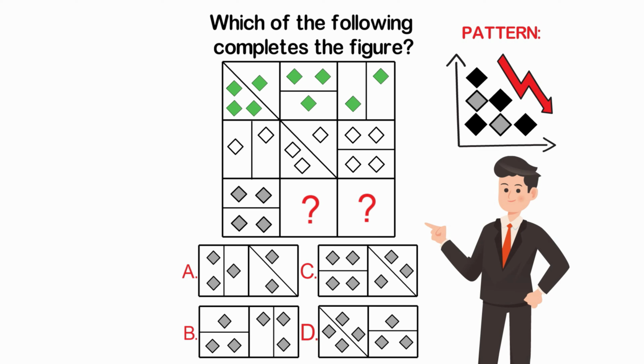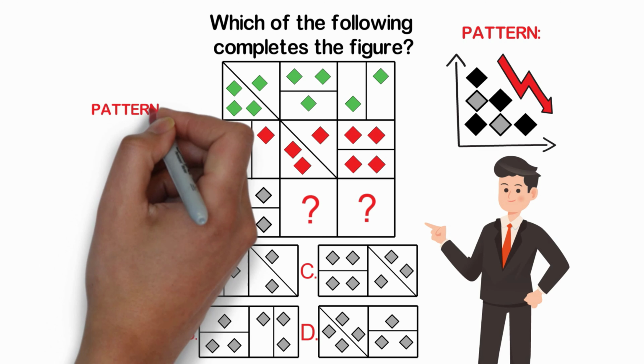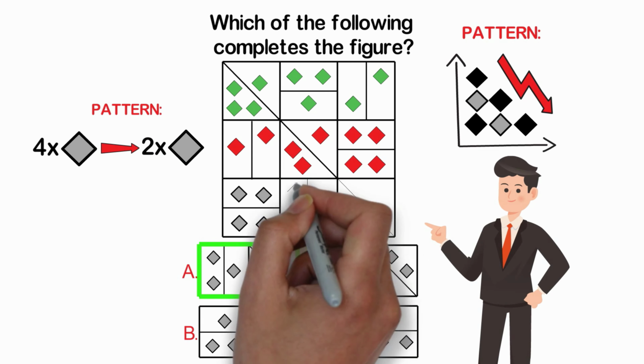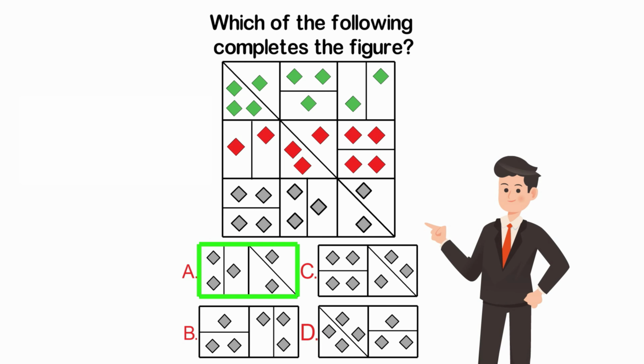In the second row, the pattern reverses, and it goes from right to left. And you see the same pattern with the white diamonds. 4 goes down to 3 and then goes down to 2. So in the bottom row, we need to follow the same pattern. The number of diamonds will decrease from 4 to 2 among the gray diamonds. So the correct answer here is choice A. Hopefully you've nailed this question and now know how to answer similar problems on the test.